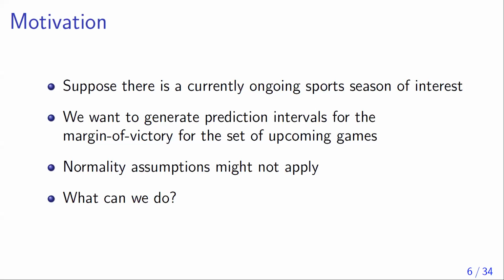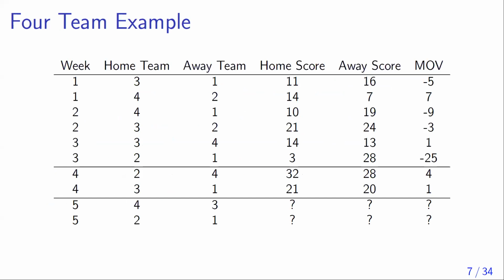So what are some of the things we can do? We'll get into what we can do, but we're going to build this motivation a little bit right now on this slide. Say we have a 4-team league, 4-team competition. What we want to do is predict the margin of victory for week 5 and attach prediction intervals for week 5. So at this point, the sports competition has gone on 4 weeks. We have 4 teams, and all of the teams have played each other for the most part. What we want to do is attach these prediction intervals.